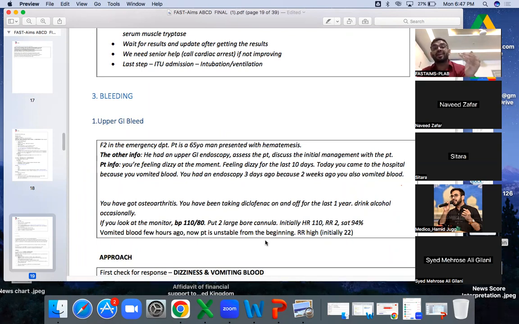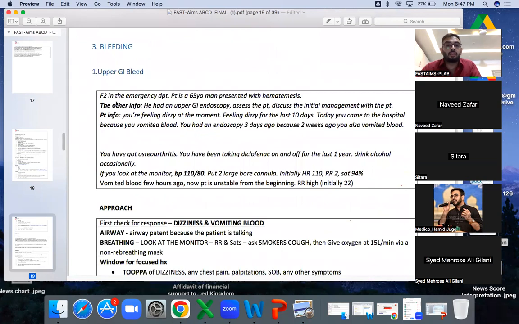sepsis. Third, there are three scenarios regarding bleeding. Regarding the bleeding scenario, there are three scenarios. One scenario is in the emergency department, a 65-year-old with haematemesis. One is upper GI bleed, two is post-operative bleed. These are quite different scenarios.